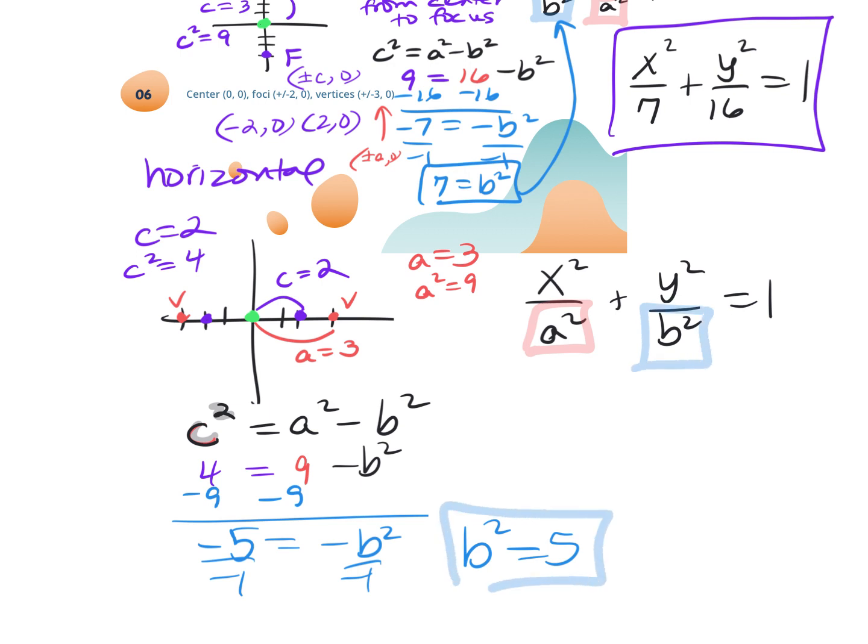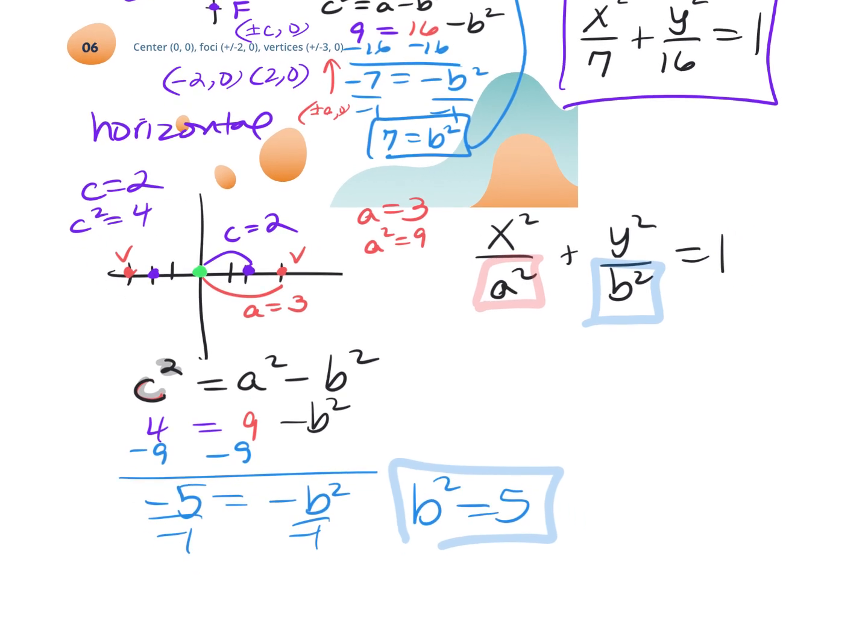So now let's fill in a squared and b squared, and we're done. x squared over 9 plus y squared over 5 equals 1. Remember, a squared is always the biggest number. And when I graphed it, you could see that it was horizontal, so you knew the bigger number needed to be under x squared.